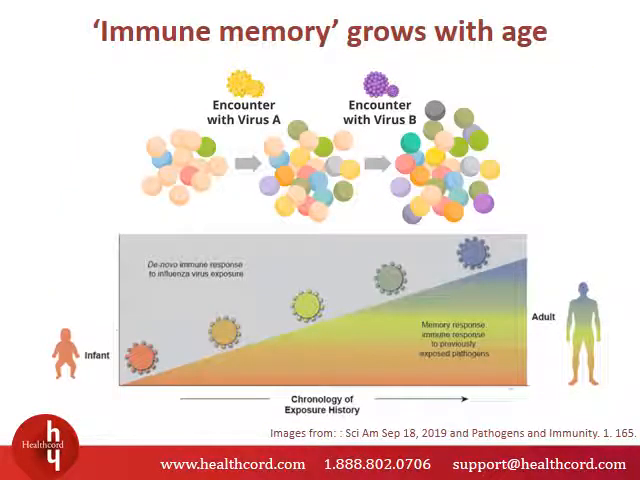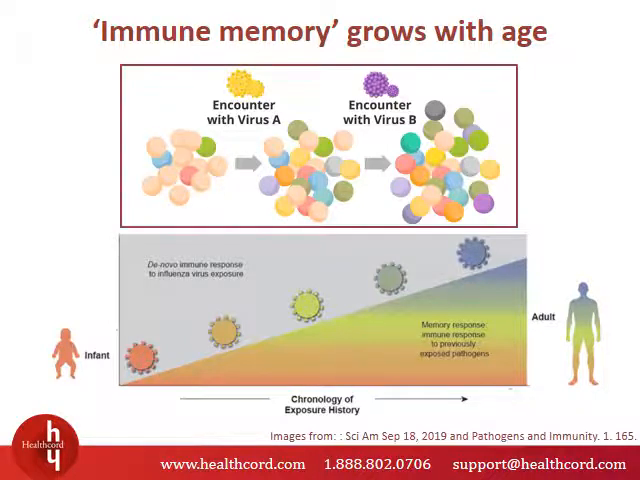As you can imagine, our immune memory, the number of antibodies against different diseases, or the antibody repertoire against different diseases, grows as we age. On the top here, I'm showing a simple example of how this works. The circles here represent antibodies. We're all born with a small pool of antibodies.